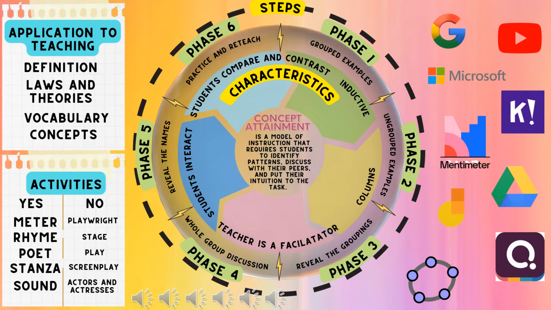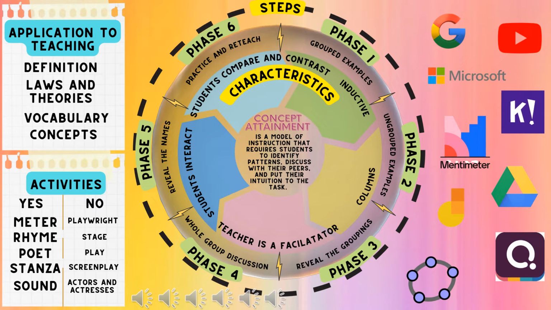Based on our interpretation from our resources, there are five characteristics of the concept attainment model. The first characteristic is that it is an inductive strategy. It encourages students to find out what things have in common rather than telling it to them directly. It promotes better retention on the part of the students.